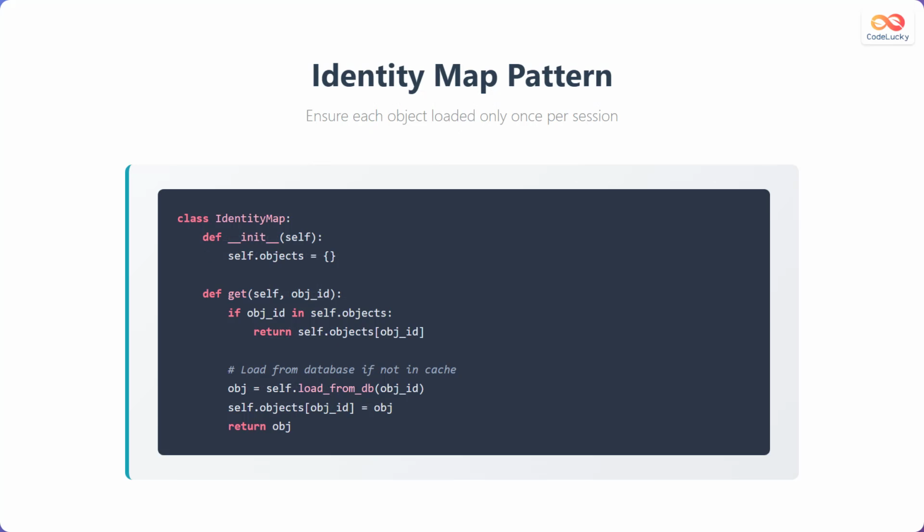Identity map pattern is used to ensure each object is loaded only once per session. Here's a class called IdentityMap. The get method first checks if an object with a given ID exists in its internal dictionary. If not, it loads the object from the database using load_from_database, stores it in the dictionary, and then returns it, ensuring that each object is only loaded once.